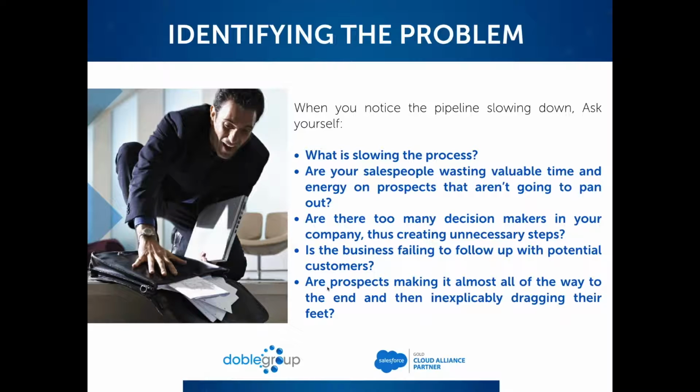Are your salespeople wasting time and energy on prospects that are really not going to pan out because they haven't been properly qualified? And that's why I go through that qualification process in detail, because if I don't have a real project, I'm investing a lot of my time on something that might eventually never happen. Are there too many decision makers in your company, and is this creating unnecessary bureaucracy? You need to identify this so that you can make it more efficient, so you can bypass some of these things, so you can build process and governance to ensure that your salespeople can be as agile as possible.